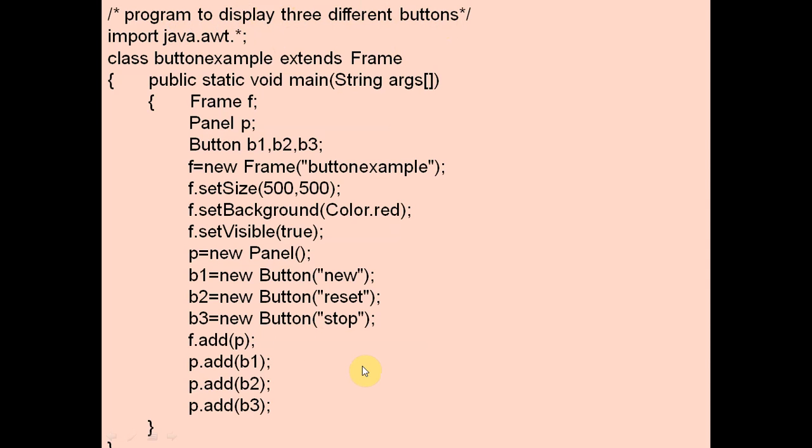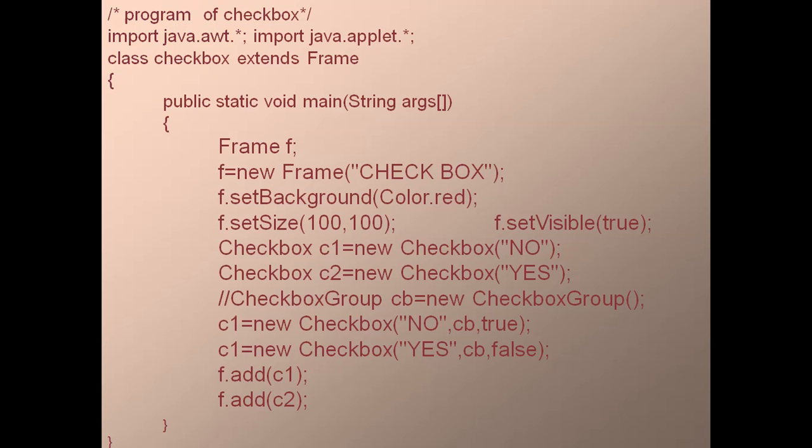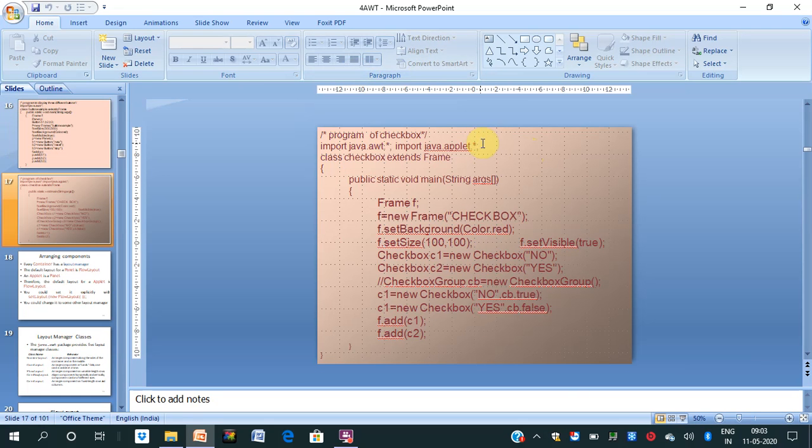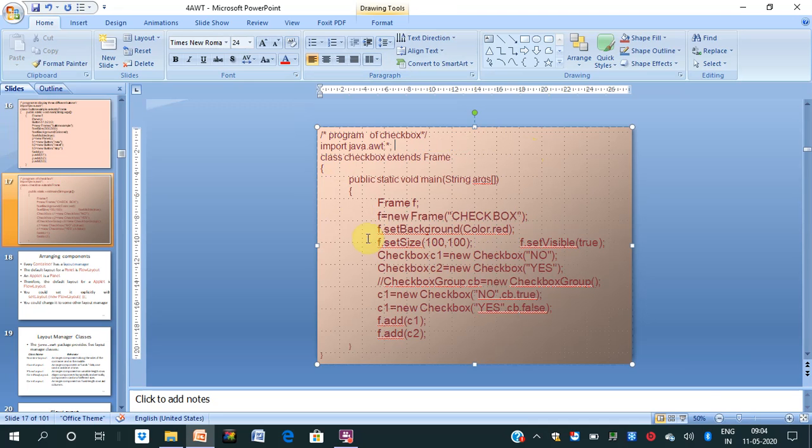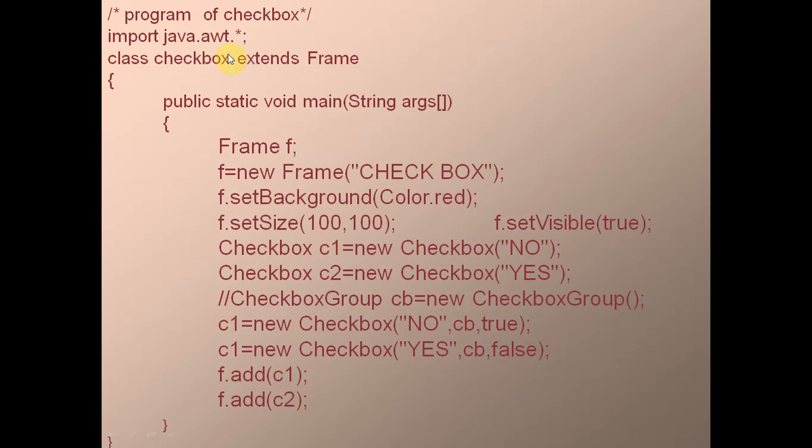on the frame. So this is one of the programs, and in the same way we have another program. In this program we have checkboxes. Again we have written here java.awt.*. So there is no need of java.applet.*. However, we have written java.applet.* here, but it is of no use and no requirement. Only java.awt is sufficient here. So we have class checkbox extends frame, and public static void main string args.